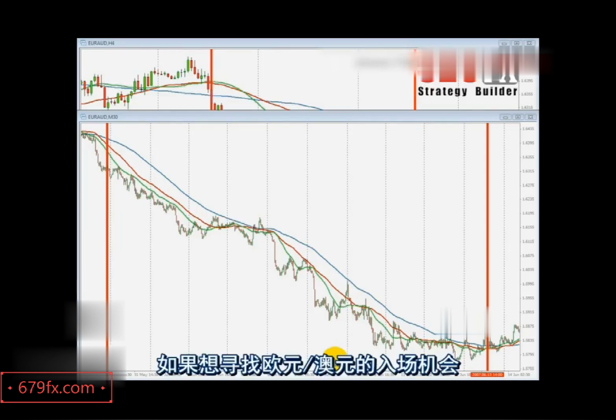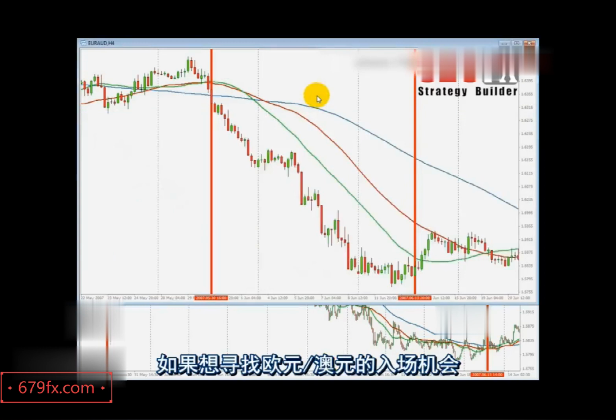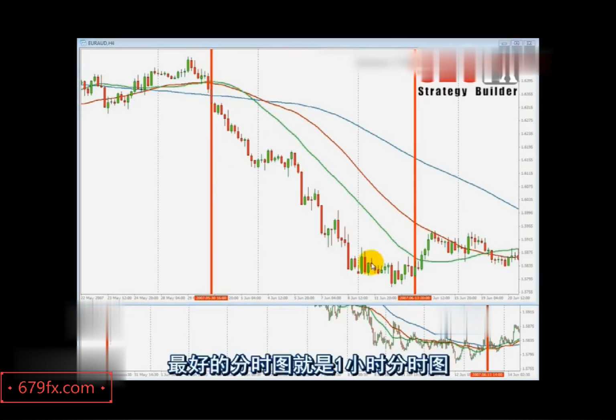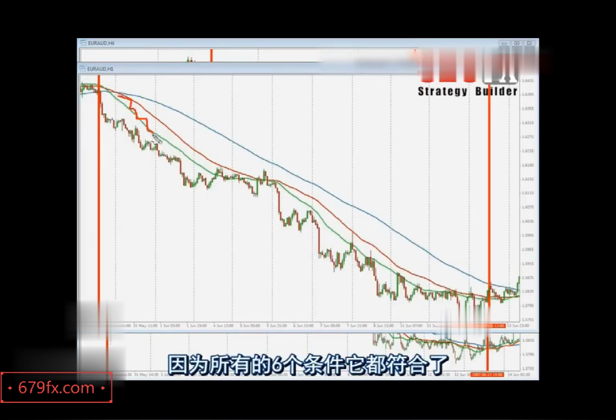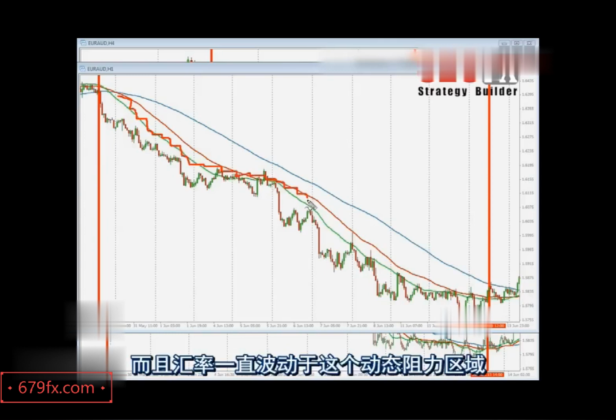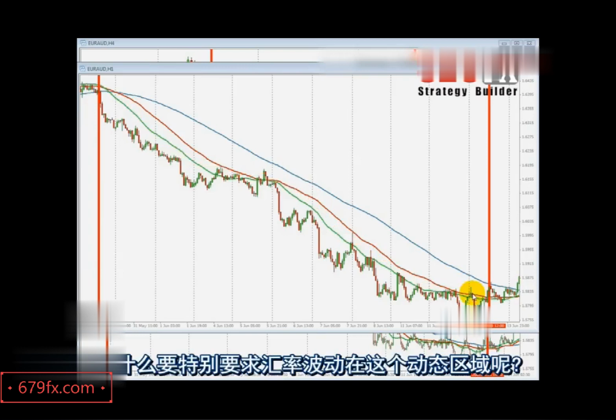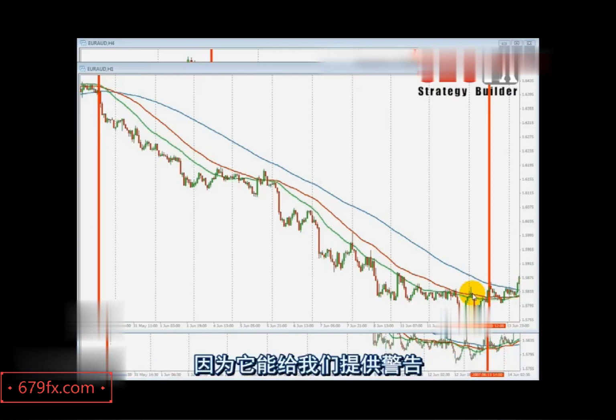So if we were to search for trading opportunities in the euro against the Australian dollar throughout this nice downtrend, the best time frame to search for opportunities would be the 1 hour time frame, because all the conditions are respected and because price is harmonically swinging off that key area, the dynamic area of support and resistance. Now, why is it important to have price harmonically swinging off this area? Because it warns us in advance when the trend might be coming to an end.